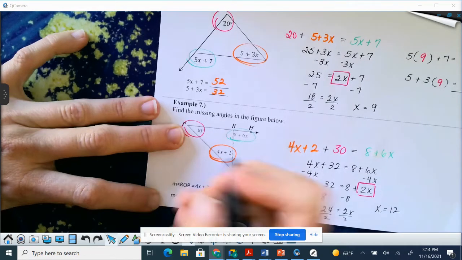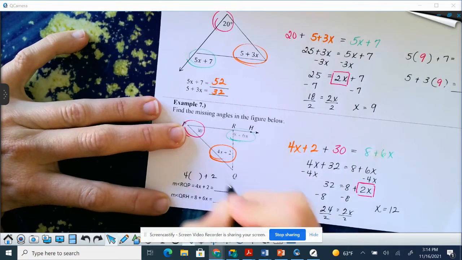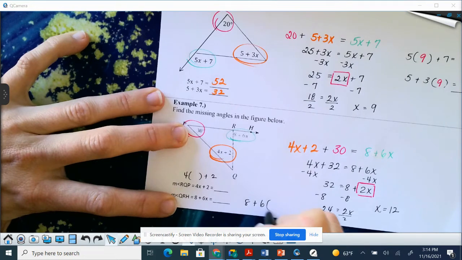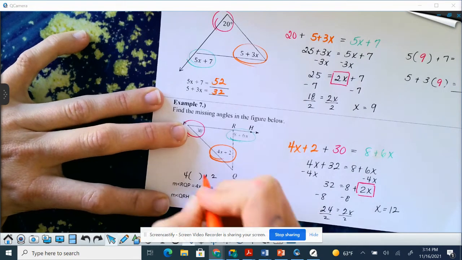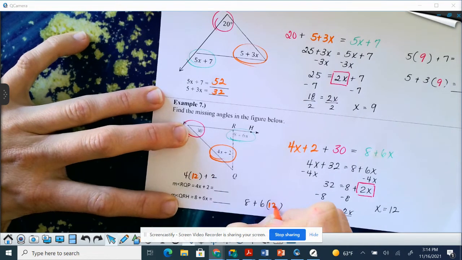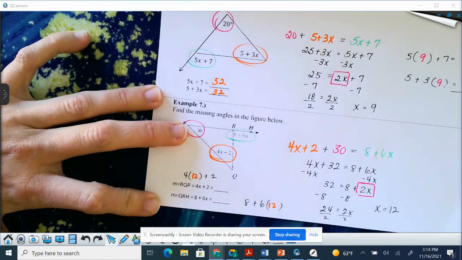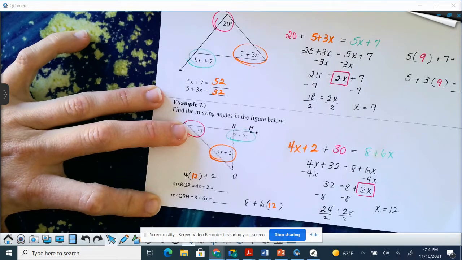So we're going to take 4x plus 2 and we're going to do 8 plus 6x. We're going to plug in that 12. 4 times 12 plus 2, 8 plus 6 times 12. 4 times 12 plus 2 gives us 50.